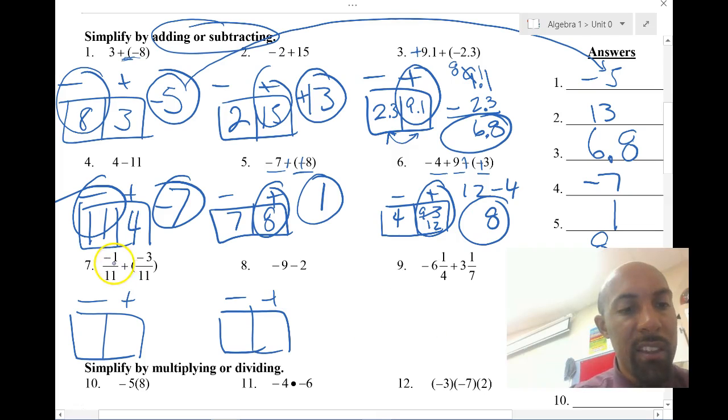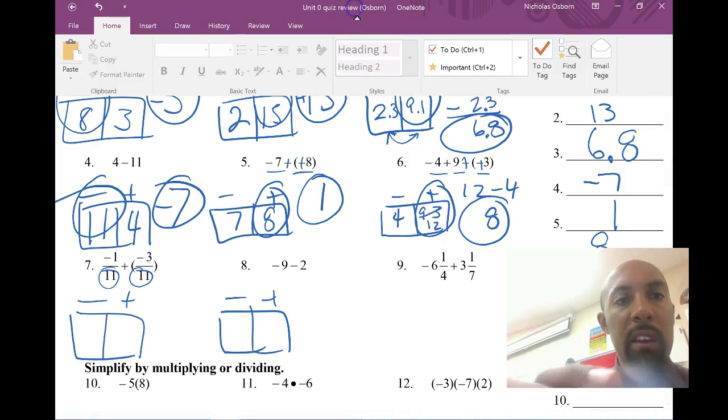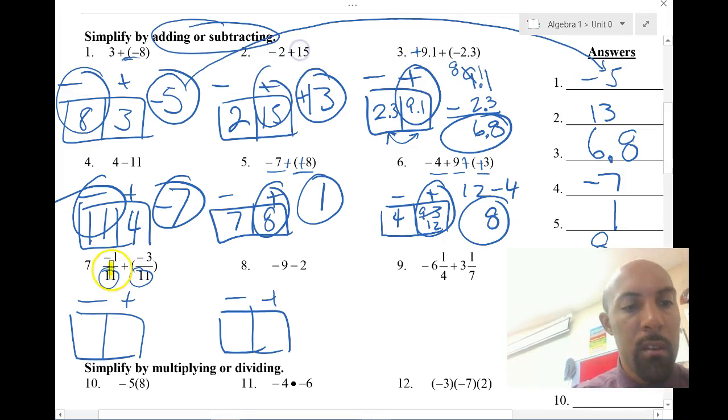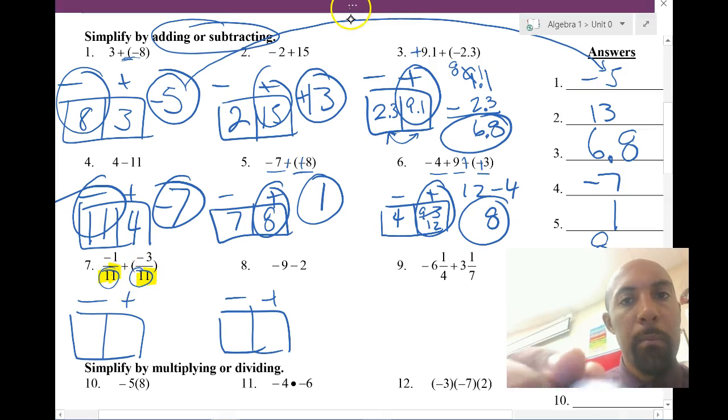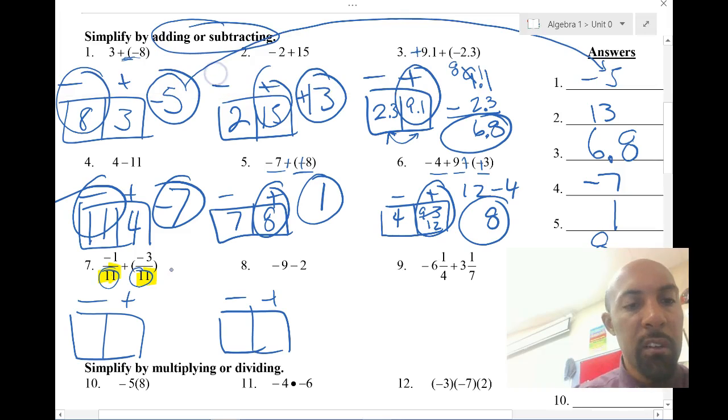Okay, now this one, this is a fraction. If we look at the number on the bottom, if that number is the same, then we can add the top. But remember, these have to be the same. If they are, then just add the top. And your answer on the bottom will still be 11.